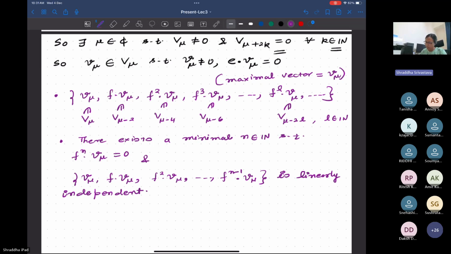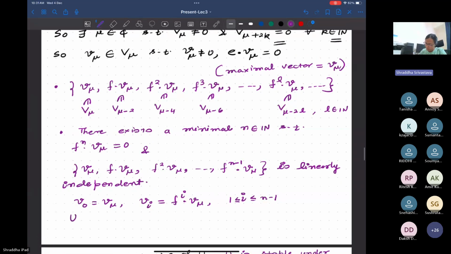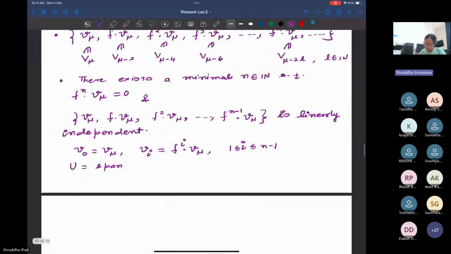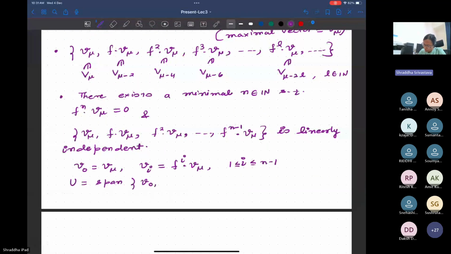Every time, instead of writing F to the power this, let us fix some notation. I am going to write v0 as V mu and vi as F to the i dot V mu, where i is from 1 to n minus 1. And let us call U the span of v0, v1, up to v n minus 1.